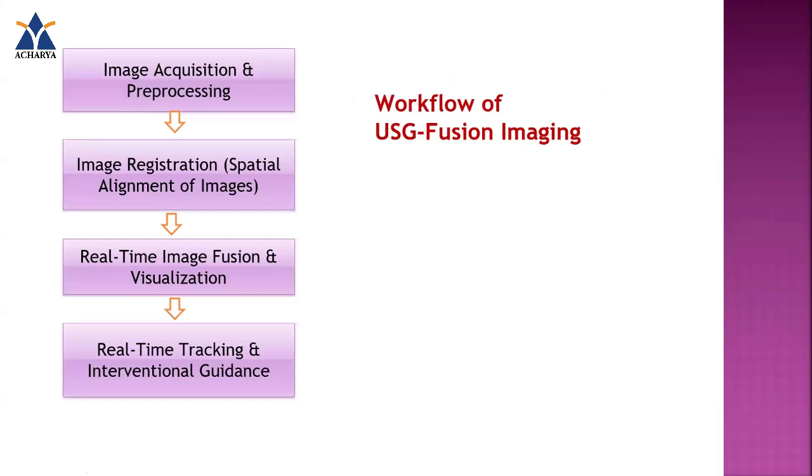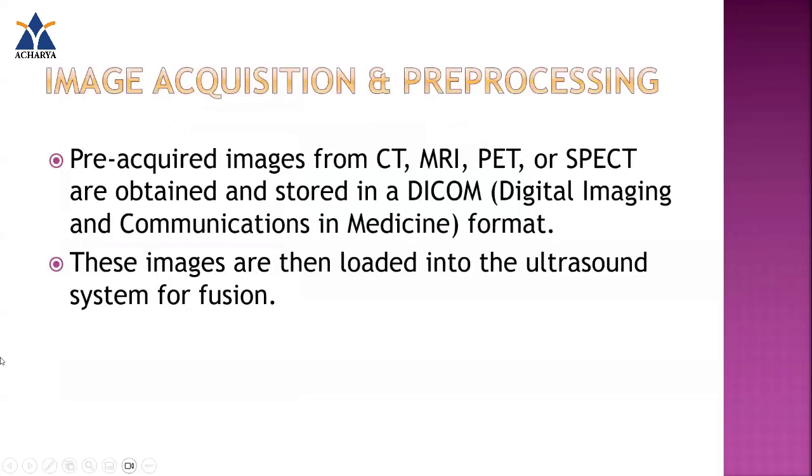What is the common workflow in all these categories? How is the fused image formed in the case of ultrasound fusion? The image acquisition and pre-processing is done in the first step. In the next step, the image registration and spatial alignment of the images take place. In the third step, the real image fusion is done. And then real-time tracking and interventional guidance is done. One by one, we will see what the steps are.